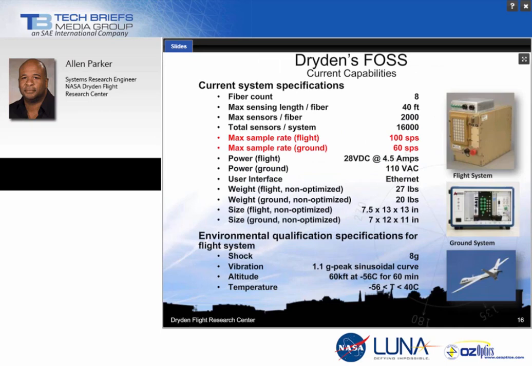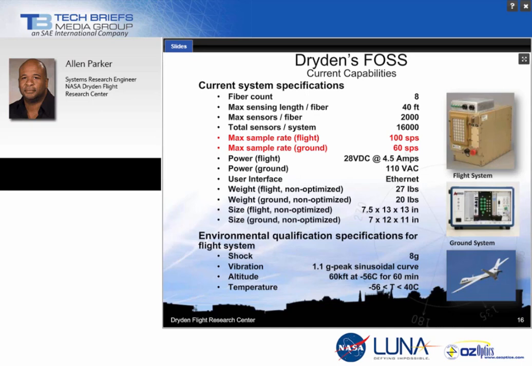Over the years, we have developed multiple FOSS, or fiber optic sensing system, interrogators, each one improving upon its predecessor. What's shown here, looking at the middle picture, is NASA's current state-of-the-art technology representing all of the innovative algorithms that we've developed here at Dryden over these last few years. Algorithms that allow us to operate this technology in real-time environments at rates up to 100 samples per second.